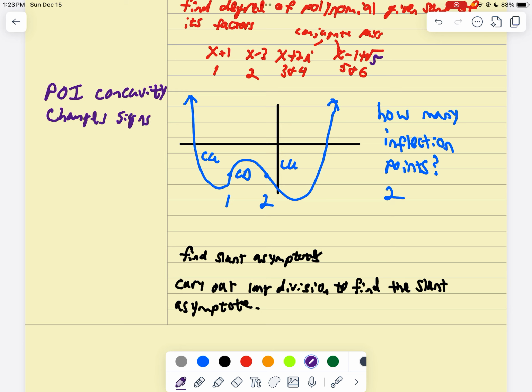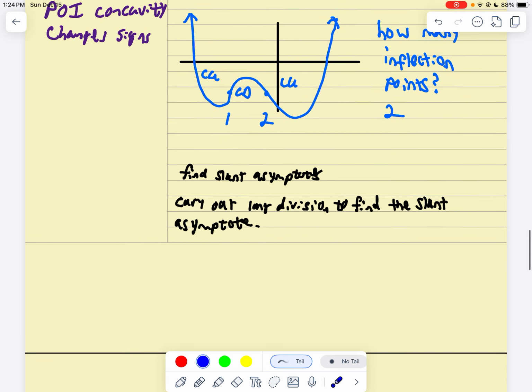So, if the graph is smiling at you like this, okay, that's concave up, and I labeled it. When it's frowning at you like that, it's concave down. Between them, there must be a point of inflection because the concavity changes sign. So there's one there and one here because now this is concave up. So according to this graph, there are 2 points of inflection because concavity changes signs once, twice.